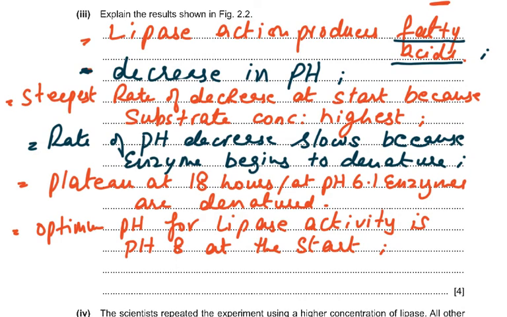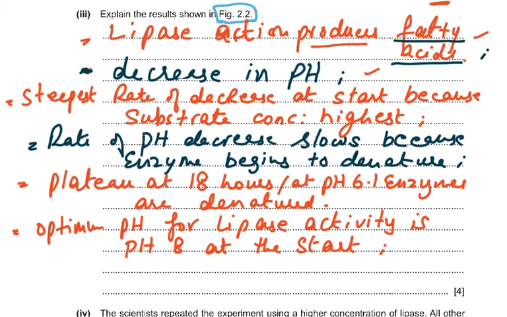Explain the results shown in figure 2.2. Now explain means you have to give me a lot of biology. Describe is no biology. So you can see what the answer was. Lipase action produces fatty acids. Lipase converts lipids into fatty acids and glycerol. Fatty acids are acids and they decrease the pH. So lipase action produces fatty acids, decreasing the pH.